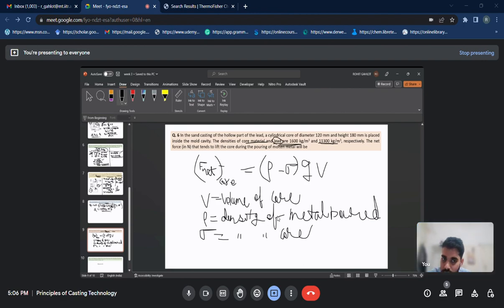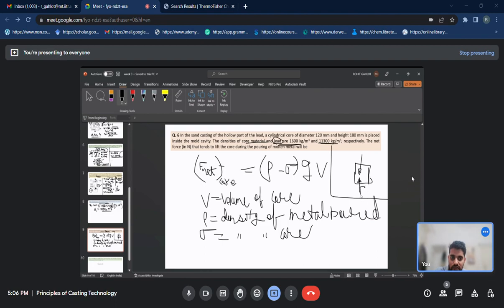Please calculate it and tell the final answer which you will be getting. So what is this F net formula? It is the difference in two densities multiplied by gravitational acceleration and then volume. If you see the theoretical part clearly, how Professor Jha explained.